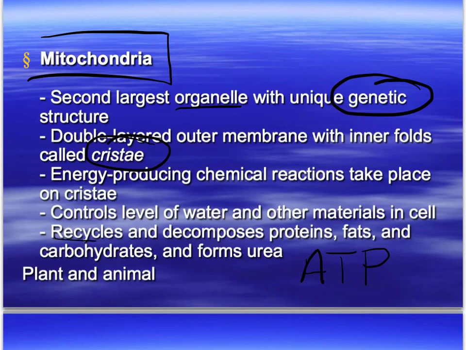Another thing that happens in the mitochondria is recycling and decomposing of proteins, fats, carbohydrates, and forms of urea. This is found in both plants and animals. It's important to note that plants carry out cellular respiration or make ATP just like animals do. The only difference is plants also carry out what we call photosynthesis.